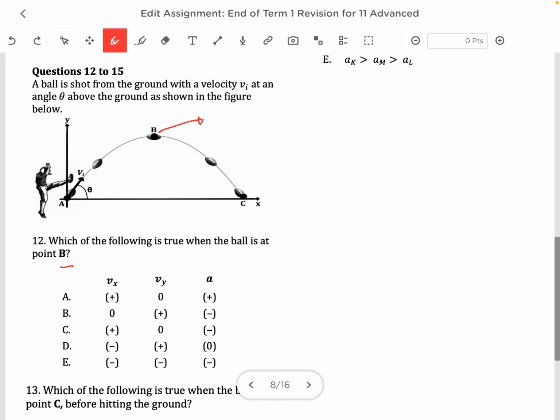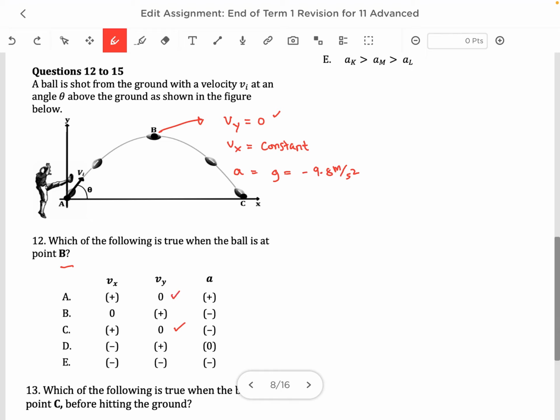So now at point B, this is actually the maximum height, so we know that the vertical velocity here is equal to 0. Our initial velocity, which is actually constant, doesn't change, and our acceleration is going to be equal to g, which is equal to negative 9.8 meters per second squared, and this is constant. Which of the following is true when the ball is at point B? So again, v vertical is 0, so that's going to be the third option and the first option.